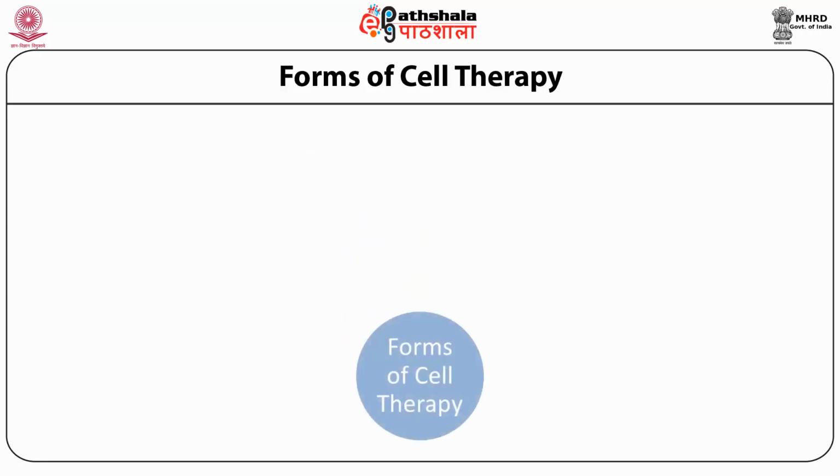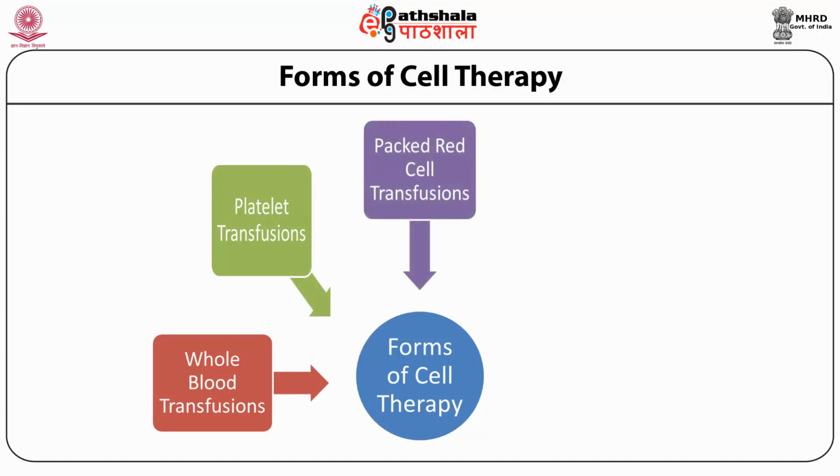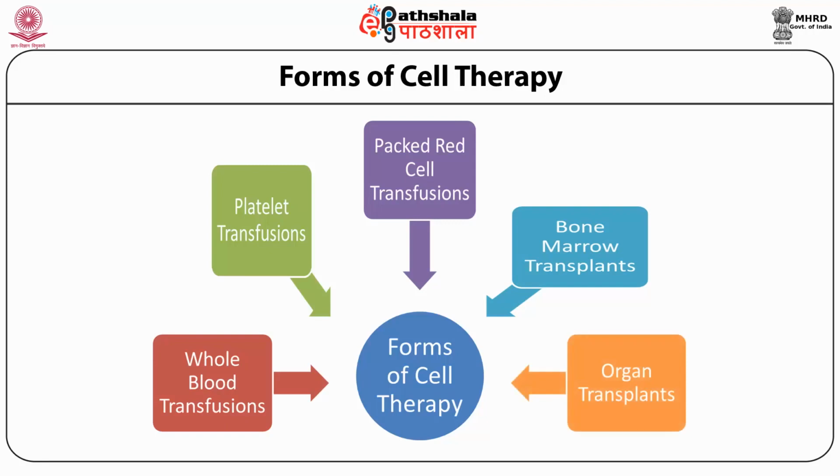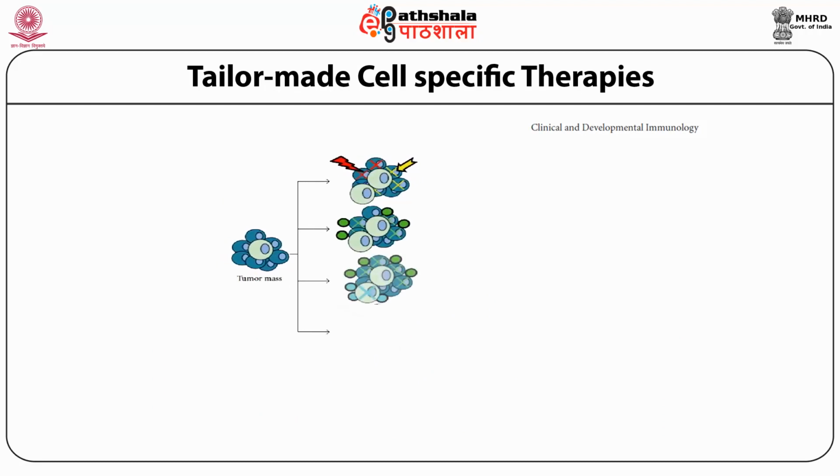There are many forms of cell therapy, as I previously told you: whole blood transfusions, platelet transfusions. We can isolate packed red cells and transfuse them. Bone marrow transplant is one of the options, and in fact even organ transplants come under forms of cell therapy. There are also many tailor-made cell-specific therapies, like in the case of cancer.